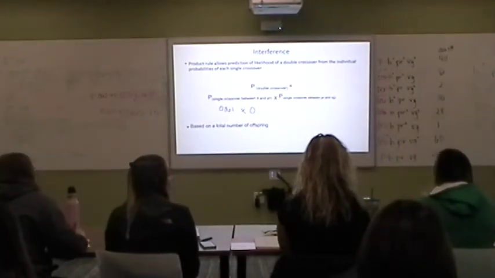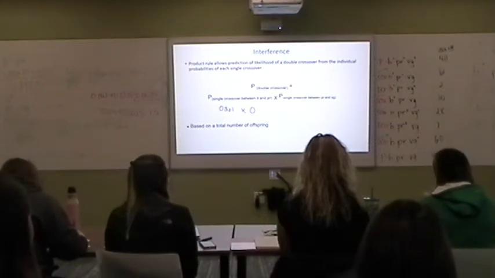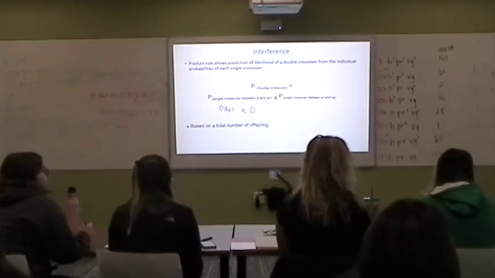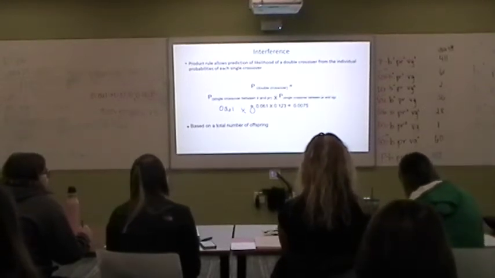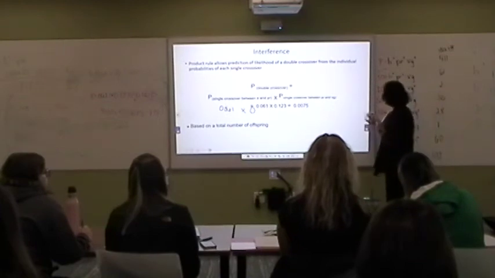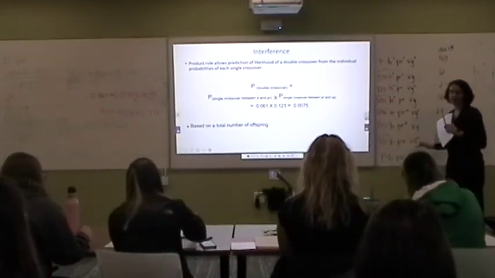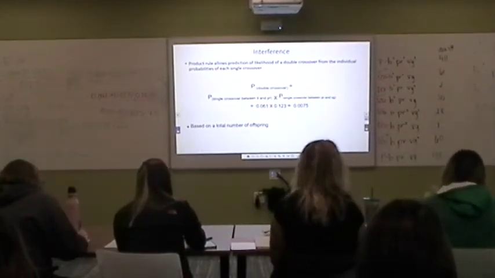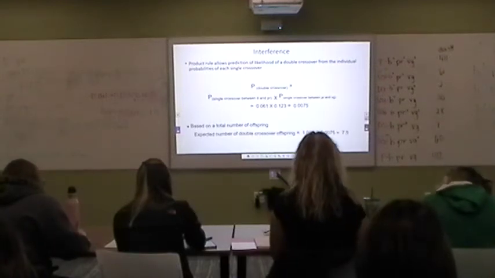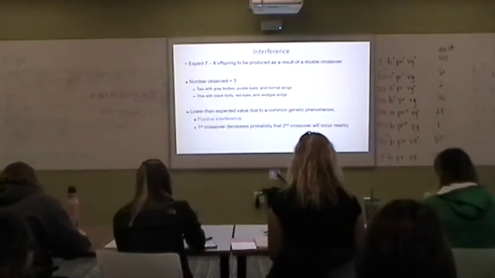Okay, so how many double crossover individuals did we actually get? 3. We expect 7.5. Because there's such a difference in these numbers, we now expect that there is interference, because 7.5 does not equal 3. So something is going on. One of these crossovers occurring is preventing the other crossover from occurring.